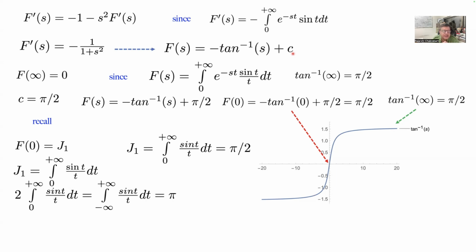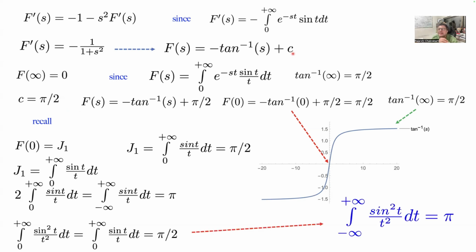And you recall that if you integrate from 0 to infinity, it is just half of integrating from minus to plus infinity for sine t. And this is also true for sine square t. And sine square t by t square and sine t by t, these two integrations are related by this identity. They are identical because if you integrate, you get pi by 2. So eventually, I have the result for integration of sine square t over t square, which is nothing but pi if you integrate from minus to plus.